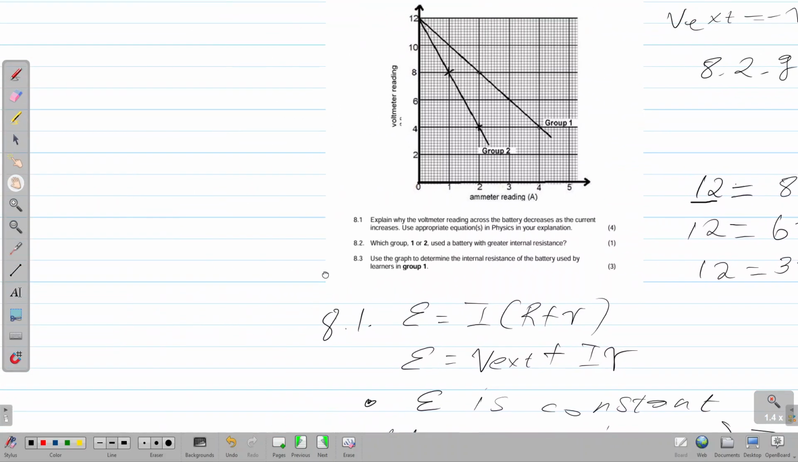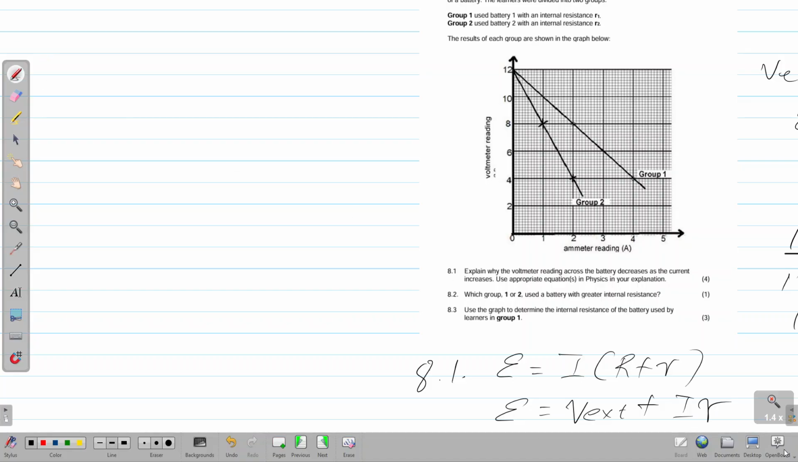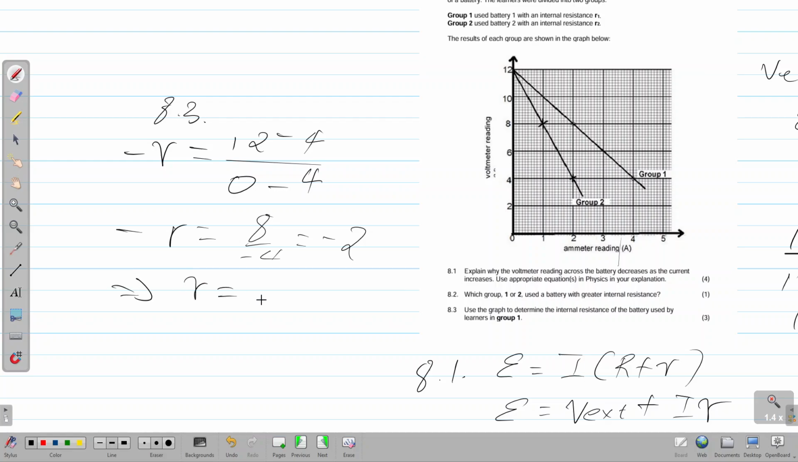All right. So let us answer 8.3. For 8.3, we want the internal resistance used by the learners in group 1. I'm just going to write it as minus R, and then calculate the gradient in group 1, which I've already done. I'm not going to use the equation. I'm just going to say it's equal to 12 minus 4 divided by 0 minus 4. So when the voltage is 12, the current is 0, and when the voltage is 4, the current is 4. So minus R is equal to 12 minus 4, that's 8, over minus 4, which is minus 2. Therefore R is equal to 2 ohms.